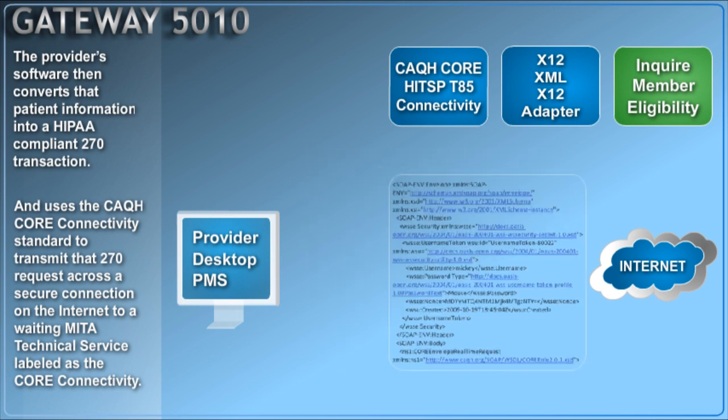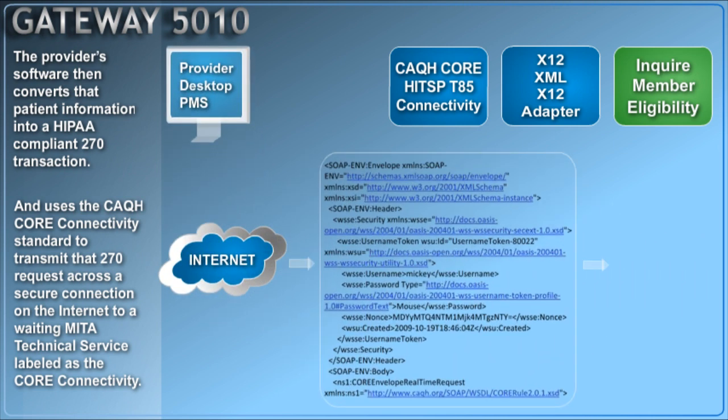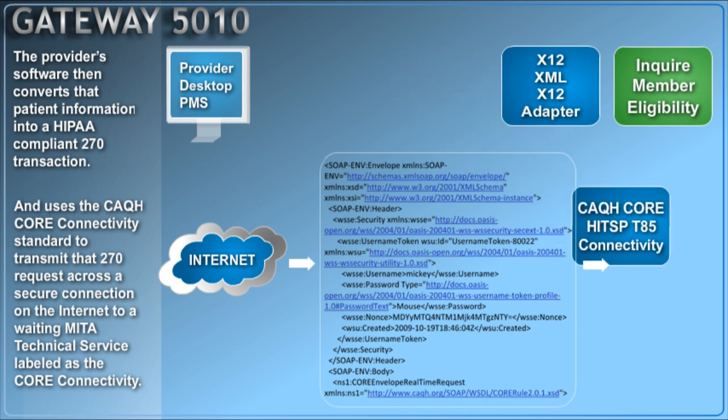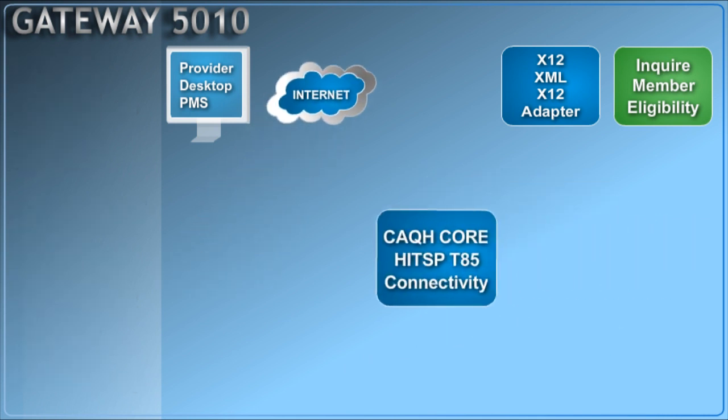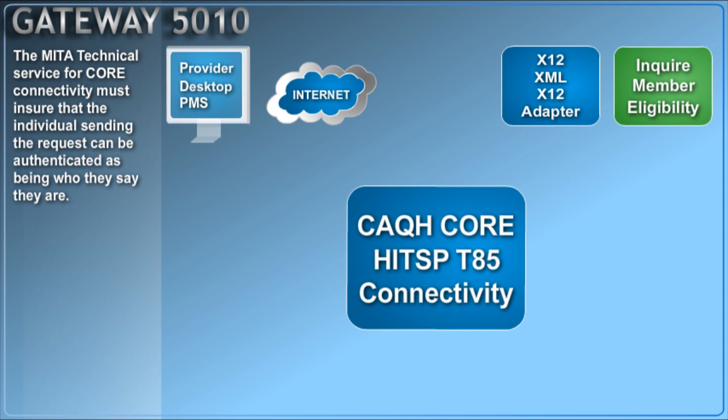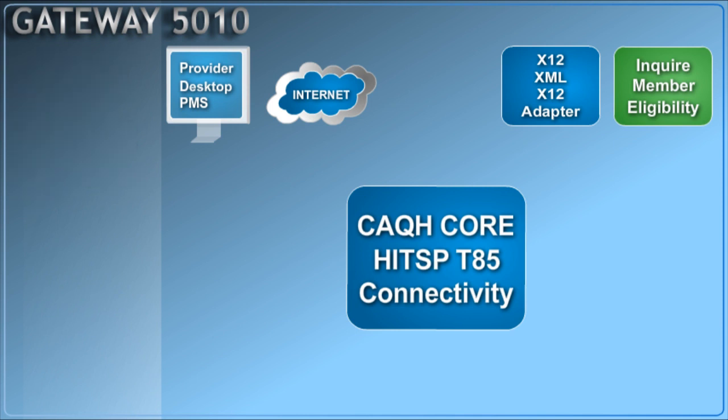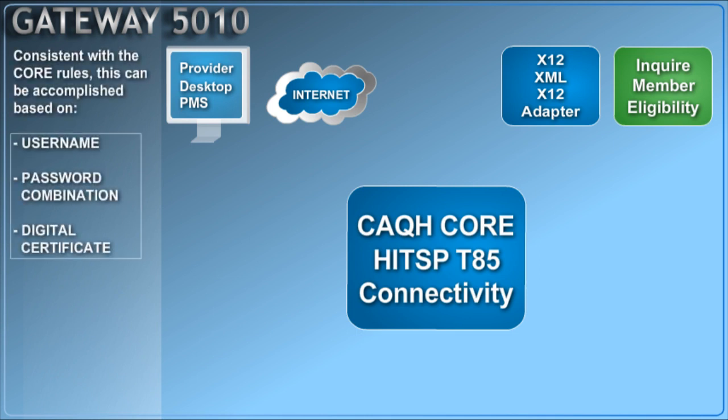to transmit that 270 request across a secure connection on the internet to a waiting MITA technical service labeled as the CORE connectivity service. As the first step in this process, the MITA technical service for CORE connectivity must ensure that the individual sending the request can be authenticated. In other words, ensuring that they are who they say they are. Consistent with the CORE rules, this can be accomplished based on a username and password combination or a digital certificate included in the message sent from the provider.